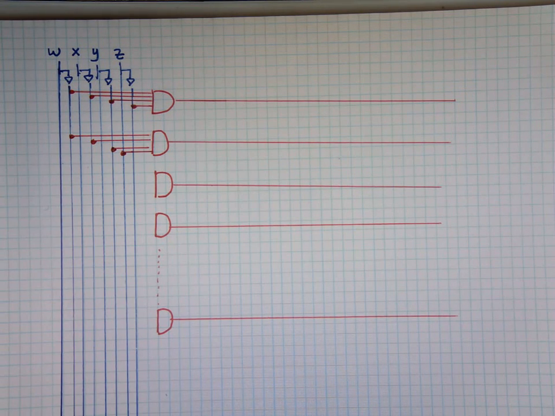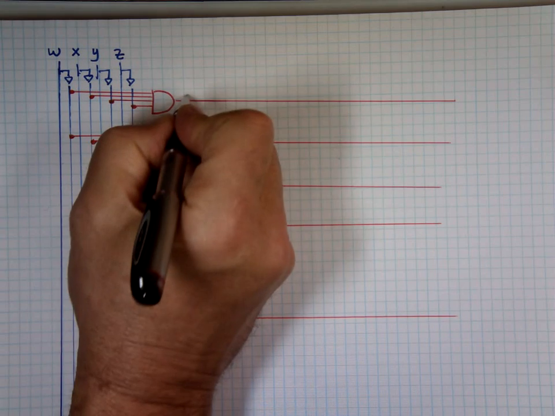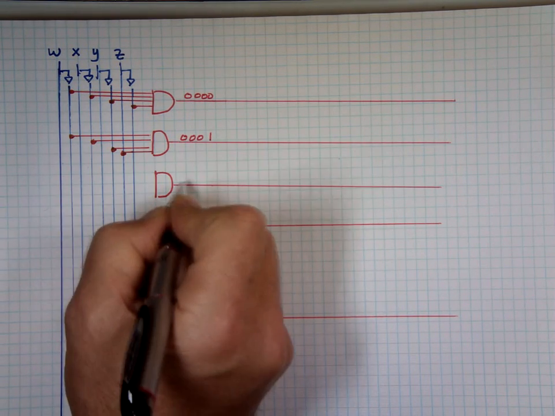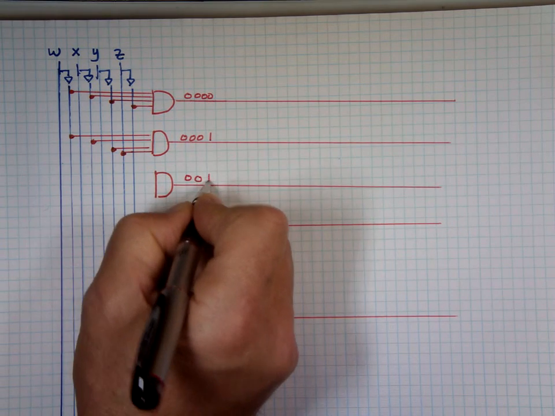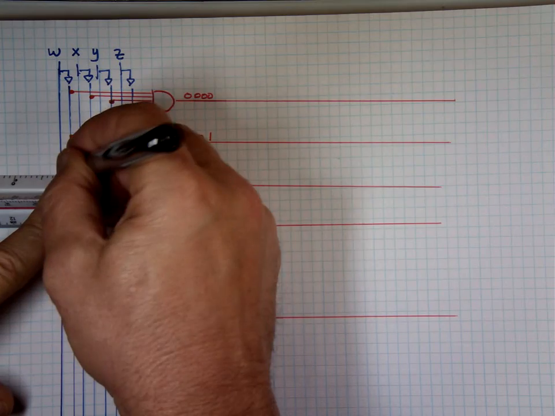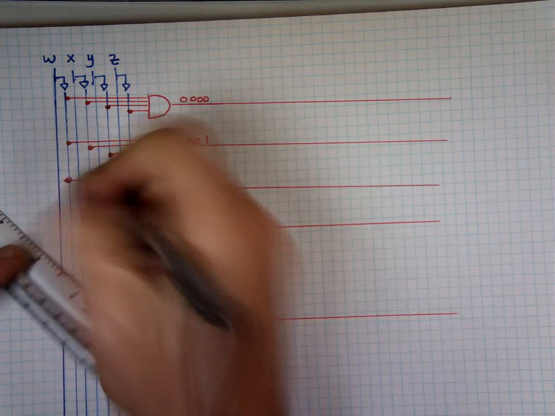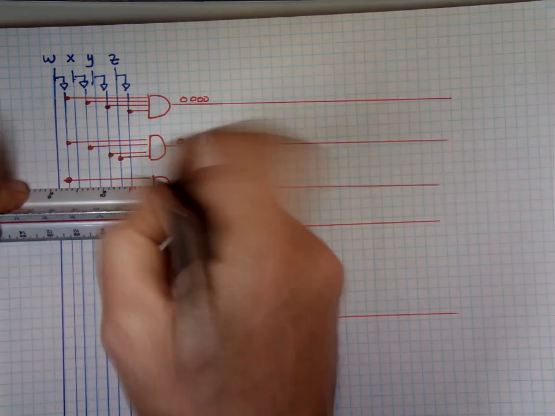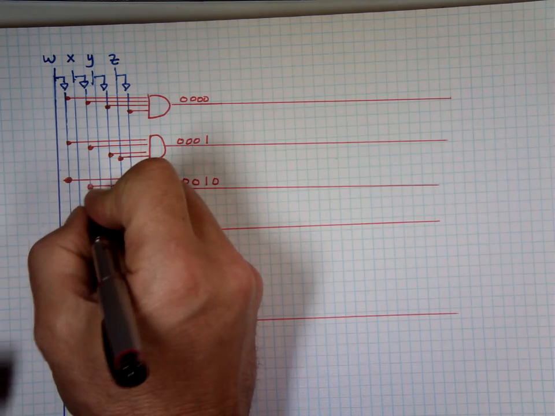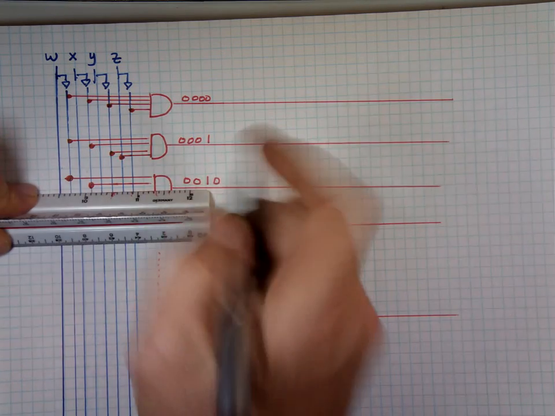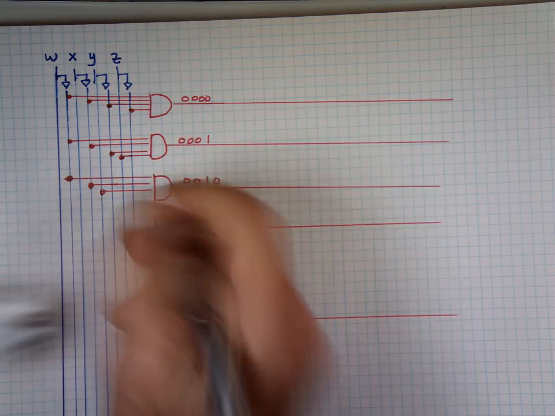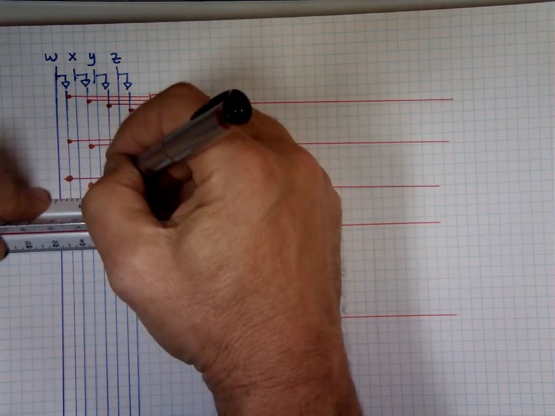The next one's going to be what? So this is 0, 0, 0, 0. This will be what? 0, 0, 0, 1. The next one is what? 0, 0, 1, 0. So A is 0, B is 0, C is 1. Or rather, the other one is 0. This is 1. Where's the 1? Down here. And the last one is 0. Is that a 1? Yes. The last one is 0.